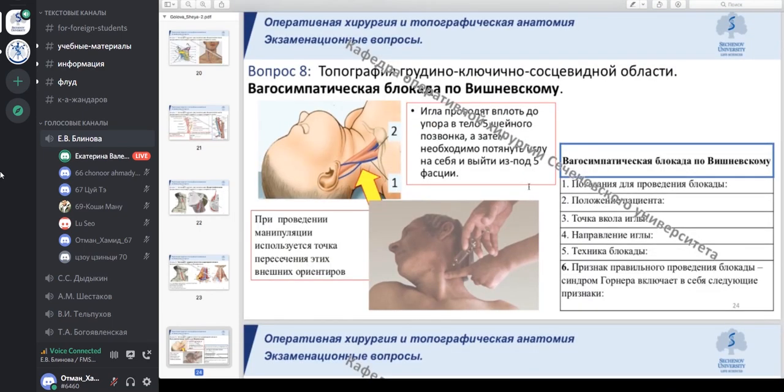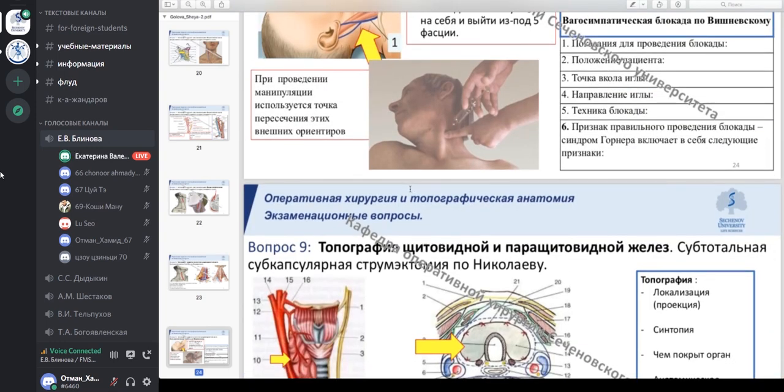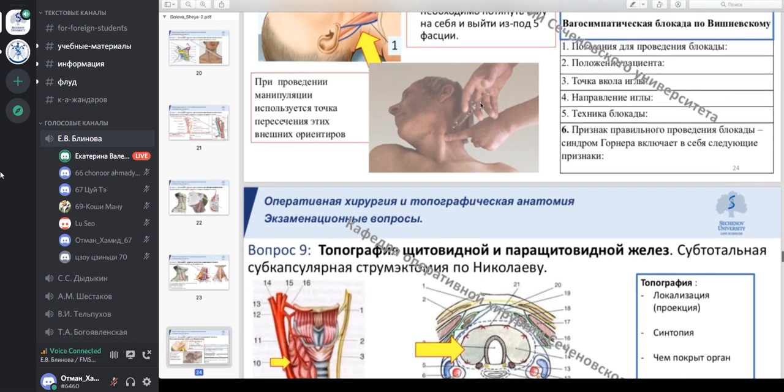The vagosympathetic block. The indication for this manipulation is, as usual, a fracture of the clavicle. The position of the patient: the patient should lie down and turn the head to the opposite side. Firstly, the surgeon should find the point for the incision. This point is located at the crossing of the posterior margin of the sternocleidomastoideus muscle and the external jugular vein.